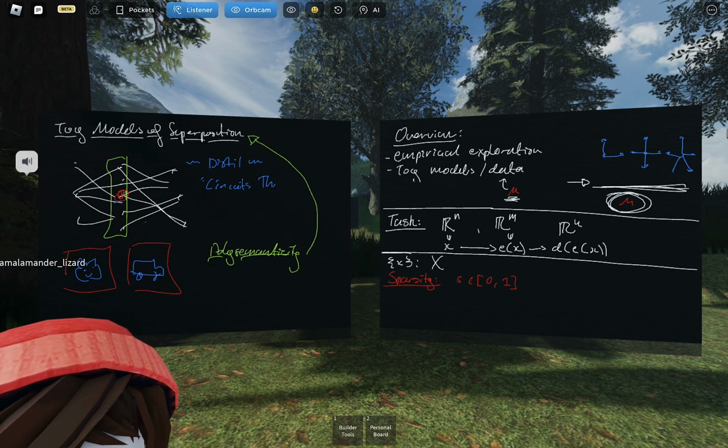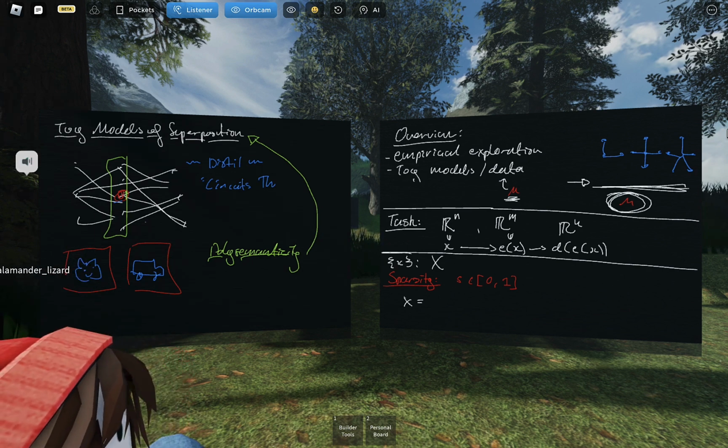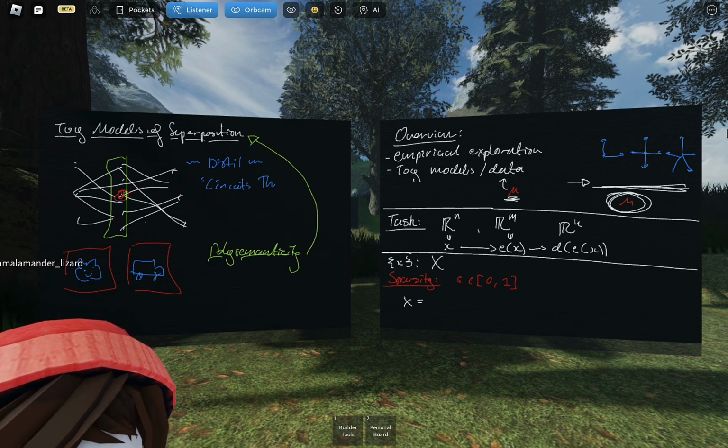A point in our data set is an n-dimensional vector where, with probability s, a particular entry is set to 0, and the entries which were not set to 0 are drawn from a uniform distribution on 0, 1.